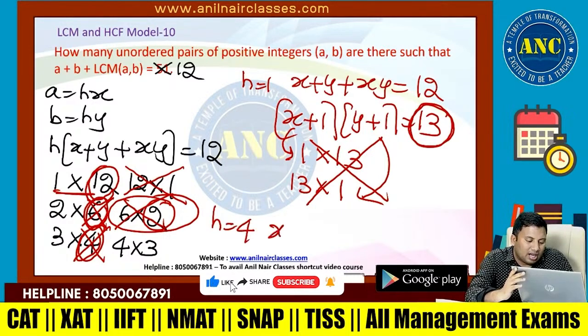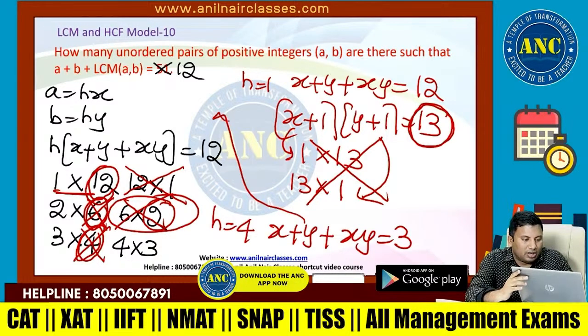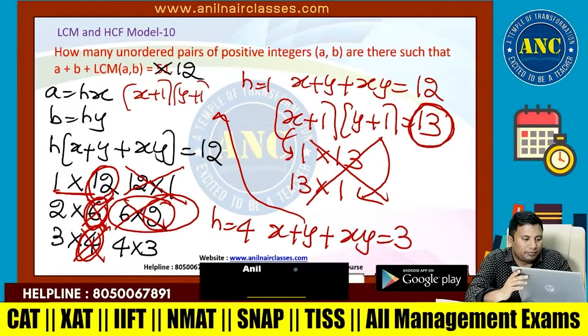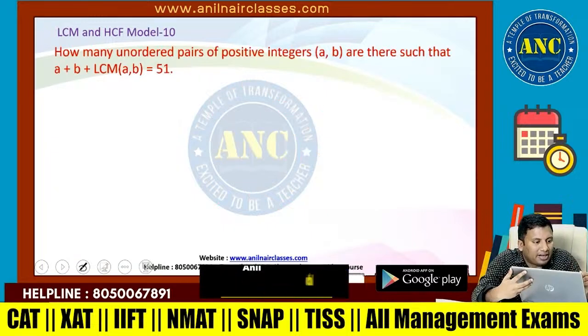This case, slowly you can do it a little later. x plus y plus xy is 3. This will become x plus 1 into y plus 1 is 4. 4 will give you only 2 into. Forget about this question.